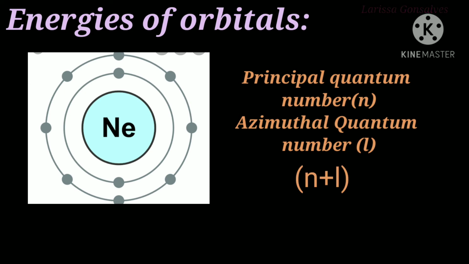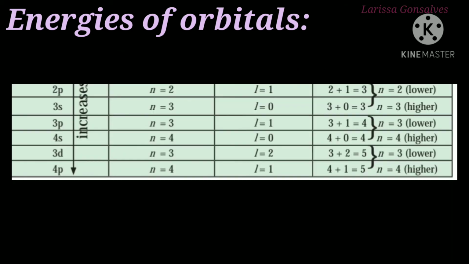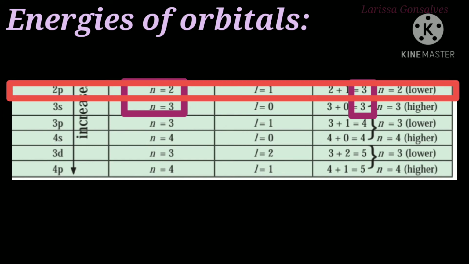The lower the sum for an orbital, the lower its energy is going to be. But if two orbitals have the same n plus l value, then the orbital with the lower value of n is of lower energy, and this is called the n plus l rule. In simple words, if you have two orbitals whose n plus l values are similar, then the orbital having the lower value of n is said to have lower energy.